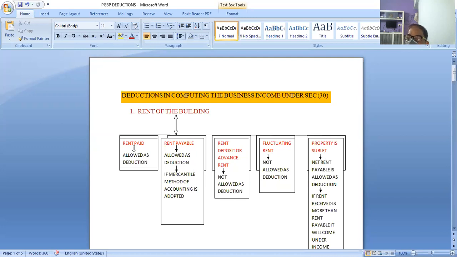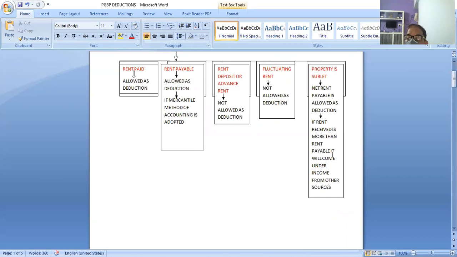Sometimes, if rent received is more than rent payable, then it is treated as income from other sources. That means you should ignore that. If rent payable is more than rent received, the difference is called net rent payable. That value is allowed as deduction if the property is sublet. Suppose we have a huge building and don't need so many rooms, so we give 2 rooms to some other party. That party will give us rent and we are paying rent to the owner. If rent payable is more than rent received, that value will be allowed as deduction. In the reverse case, if rent received is more than rent payable, that surplus amount is treated as income from other sources. This is in the case of the rent of the building.